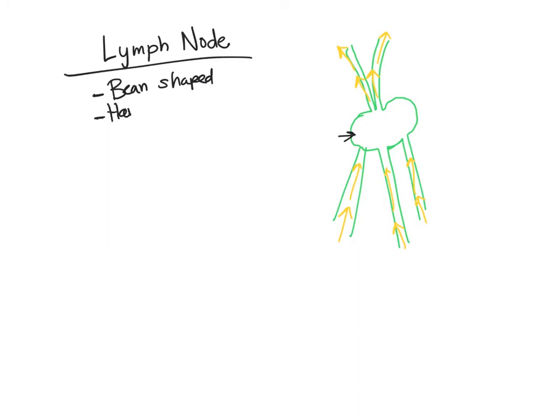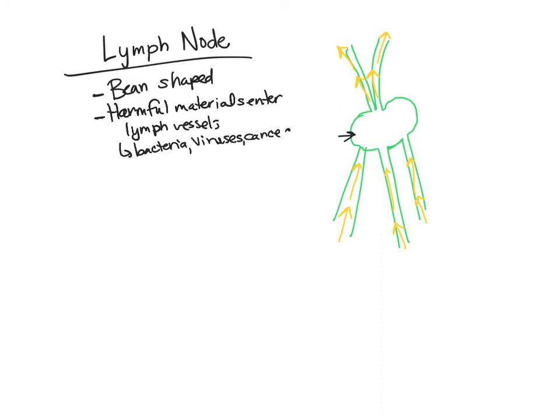So we can say harmful materials enter the lymph vessels. Things like, remember we said, bacteria, viruses, cancer cells, and cell debris. So then our lymph node is going to filter the lymph for us. It filters the lymph, trying to get rid of all of those different things.